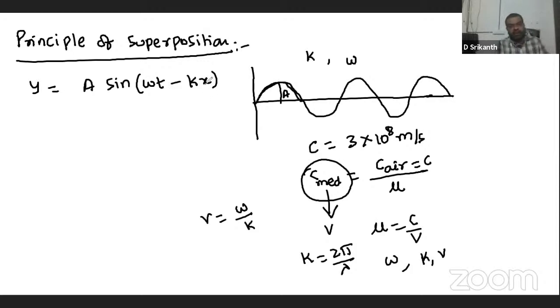X is the position, the instantaneous position. Suppose a wave has traveled up to here, this is my horizontal distance, and correspondingly this is my displacement y. Omega t means instantaneous time, up to here it is x. Now let me define the phase.